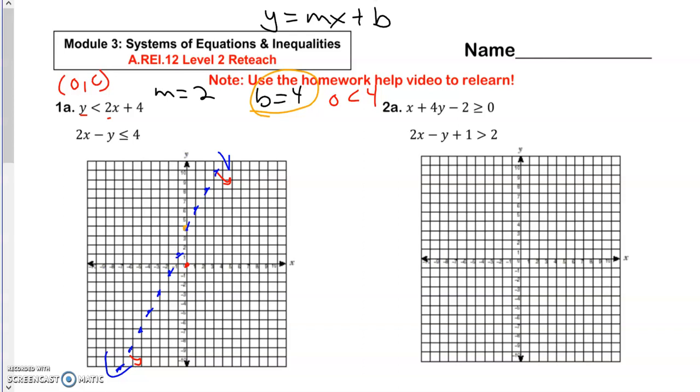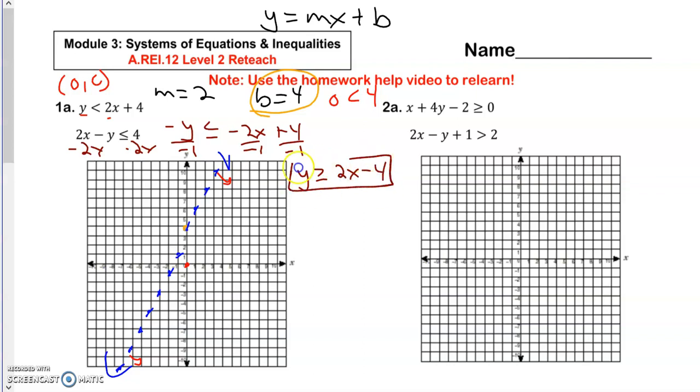Taking a look at the next one, I know I'm going to subtract 2x, and I get negative y is less than or equal to negative 2x plus 4. I'm going to divide by a negative 1. And now remember, whenever you multiply or divide by a negative number, you need to change the inequality sign. So that's what I did. And now I'm just going to identify my slope and y-intercept, which is 2 and negative 4.